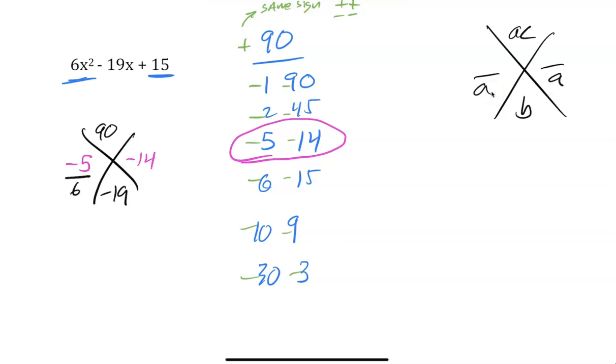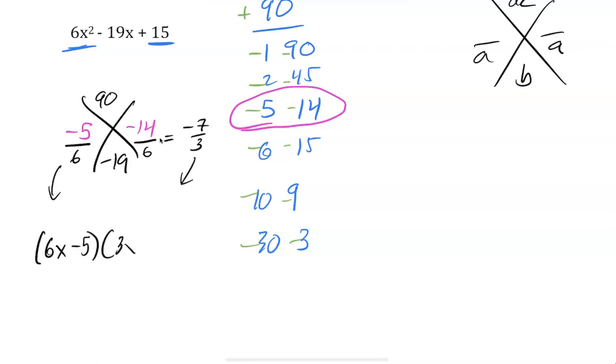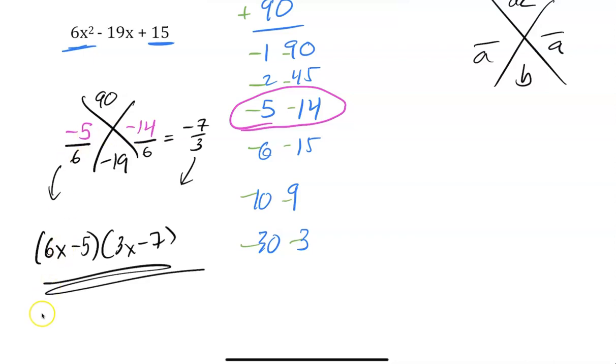So over 6, over 6. -5 over 6 can't reduce, but -14 over 6 does reduce. That gets me -7 over 3. So divide them both by 2. And then we have our answers. We have, remember, bottom goes in front, 6x minus 5. And then that gets me 3x minus 7. And that's how we factor using big X, this little shortcut.